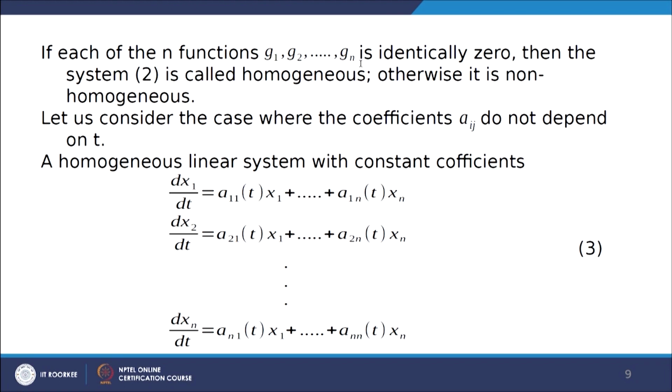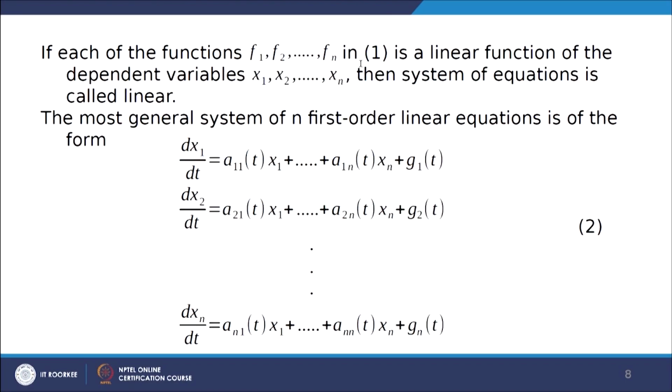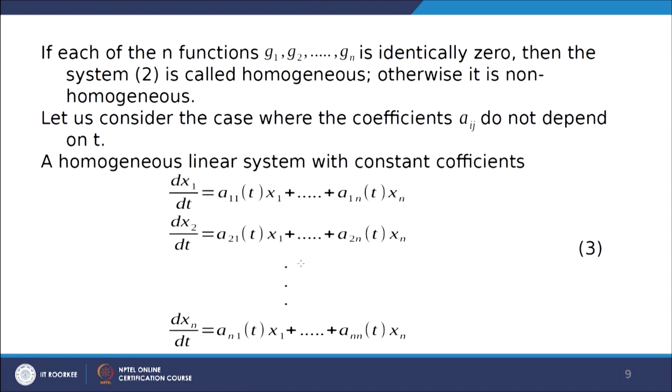Now, let us consider the case where the coefficients aij do not depend on t. So, we are taking a particular case of the homogeneous system where the coefficients of x1, x2, xn, that is a11(t) and so on a1n(t), a21(t) and so on a2n(t) and so on an1(t), an2(t), ann(t), are just constants, they do not depend on t. Such a system is called a homogeneous linear system with constant coefficients.